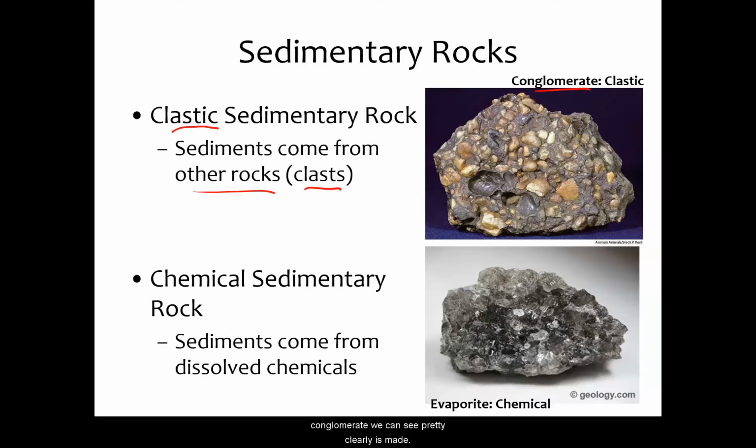Something like a conglomerate we can see pretty clearly is made of chunks of older rocks. Looks like pebbles that are stuck together. Some of them have been rounded like this one and this one. Some of them are a little more angular, maybe like this one here. And we know that these become rounded because, if you ever find stream rocks, they tend to be rounded. Those things get rounded by mechanical action and dissolution in streams.